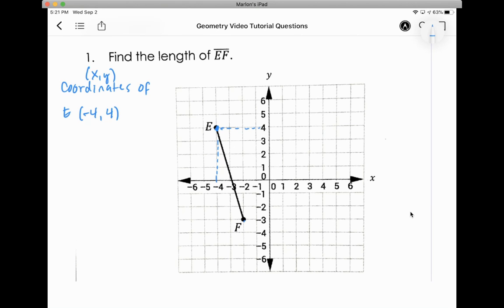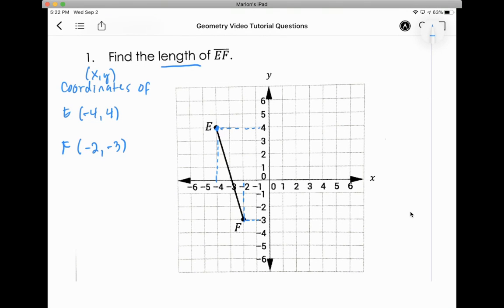So what about point F? Point F has coordinates. Let's see, this one has -2 and -3. All right, so we have those values, or the coordinates of E and F. So let's find the length of EF.